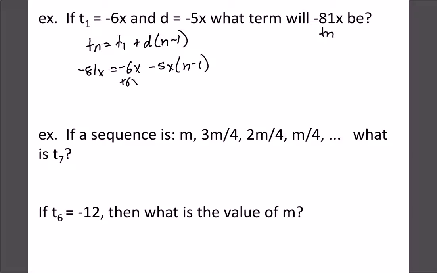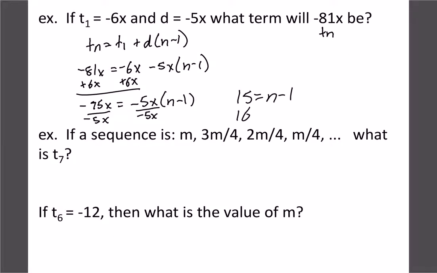So let's first add 6x to both sides. So negative 81 plus 6 would be negative 75x. Because we have n minus 1, these are being multiplied, we can actually divide this out first as well. So negative 75 divided by negative 5 is 15, and you can see the x's cancel, so we just get 15 equals n minus 1. Add 1 to both sides, and we get 16. So that's a little bit of a quicker way to work with the formula. You don't have to FOIL out the times the n minus 1 part.